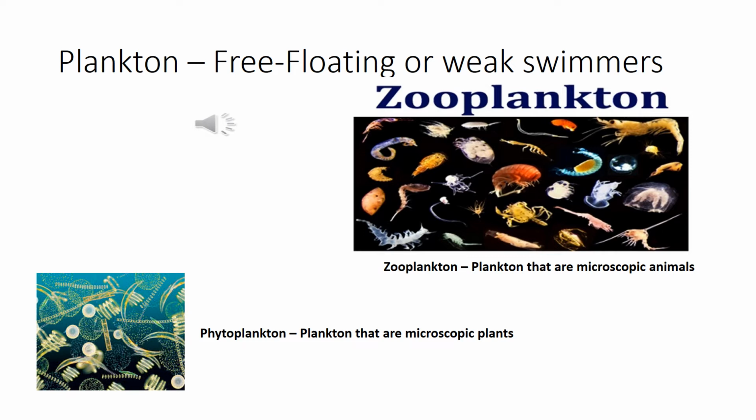Plankton are free-floating or weak swimmers. There is zooplankton, which is animal plankton, and you can see in this picture here, there's even some microscopic shrimp, which you recognize. Phytoplankton. Phyto is Latin for plant. These are plants, even though they're microscopic, also have chlorophyll and do make sugar, as we talked about in our very first class.